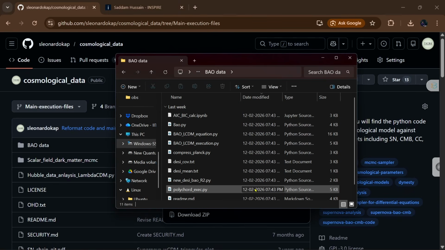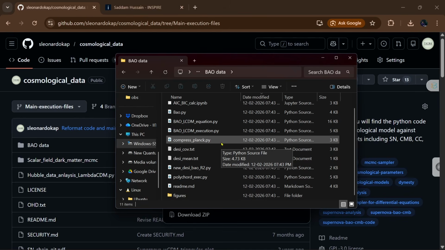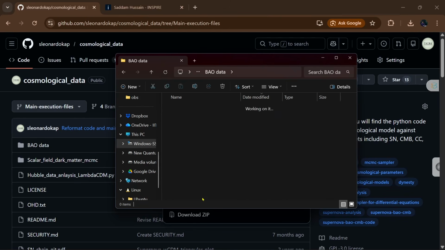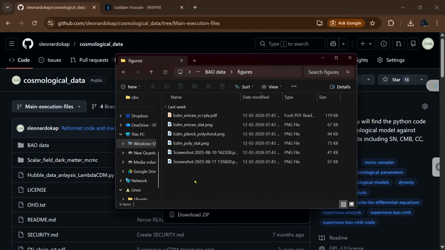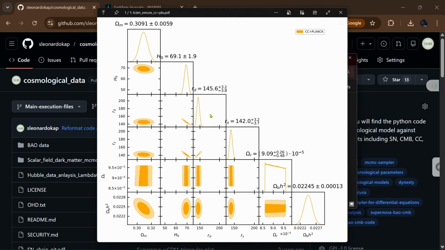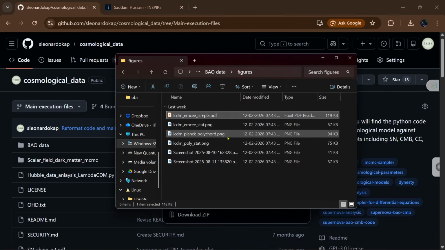You have to unzip it. Once you have unzipped it, you can go to the BAO data section, where you can see all the files. Here I have the files, that is, this figure which I have already run. Let's say if you have LambdaCDM and you are running it in emcee, you are not going to get a good constraint. I'm going to explain why.